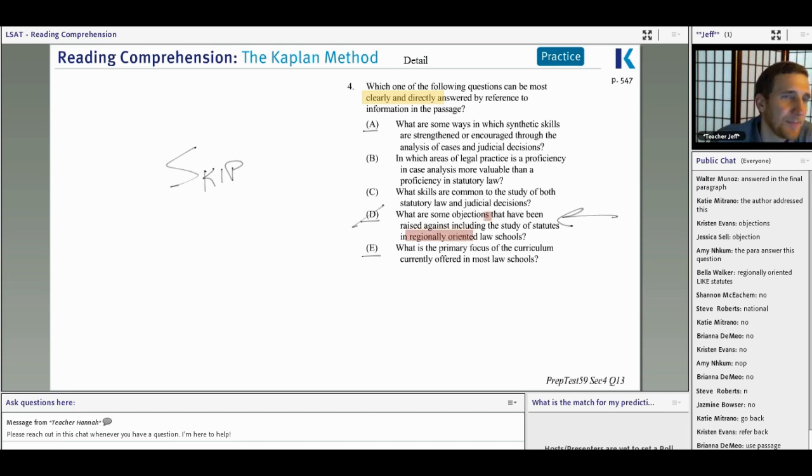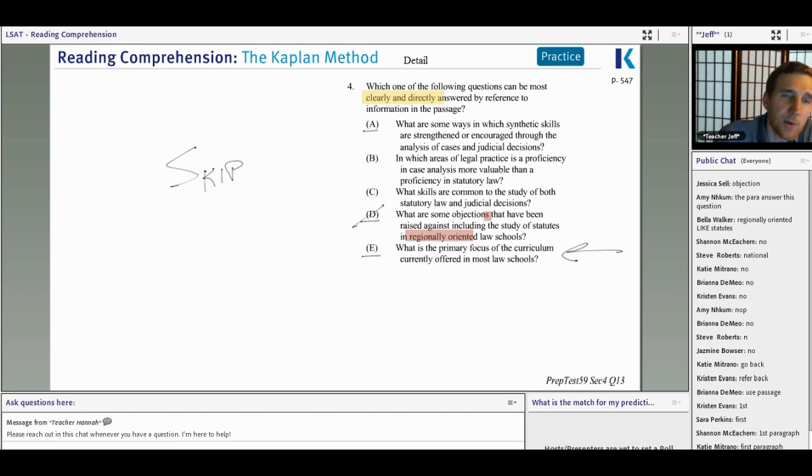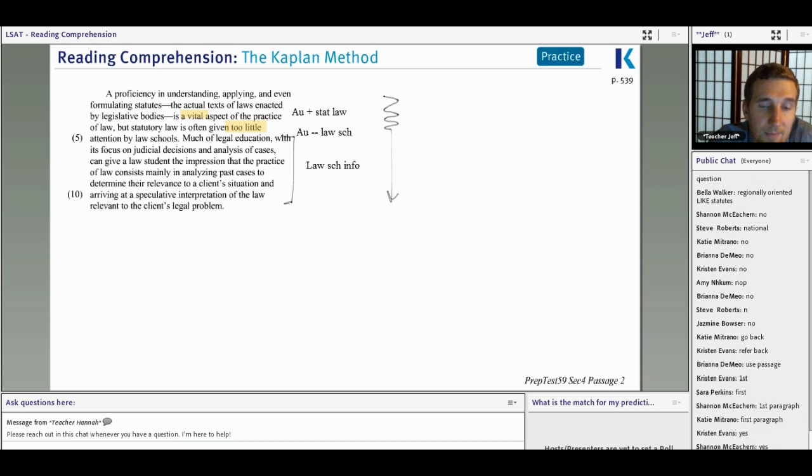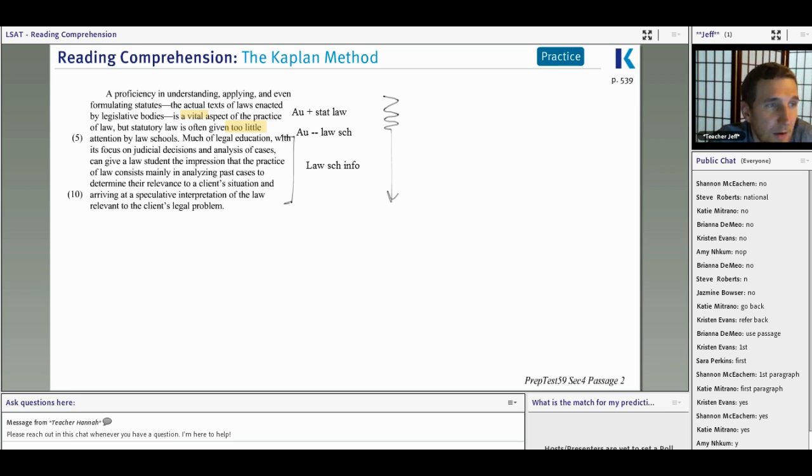All right, taking a look at E. What is the primary focus of curriculum offered in most law schools? Where do we learn what law schools do? Where does that happen? Look at your roadmap. Remember, this is why we have a roadmap. Oh, it's paragraph 1, right? Does it tell us what law schools focus on? Yeah. It says much of legal education with its focus on judicial decisions and analysis of cases. What does that mean about answer choice E, everybody?